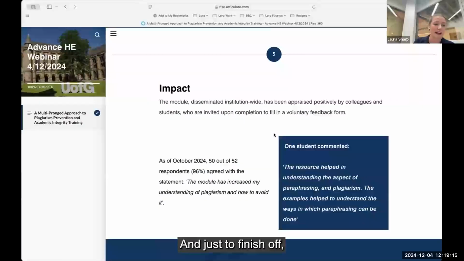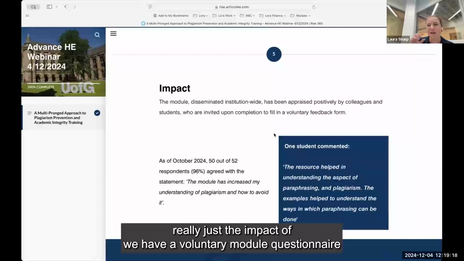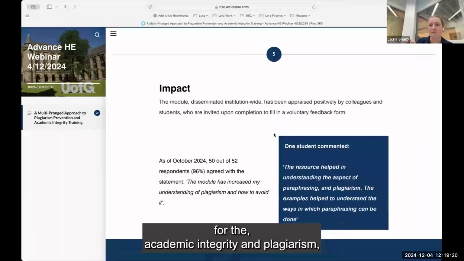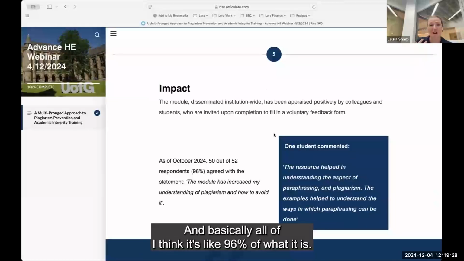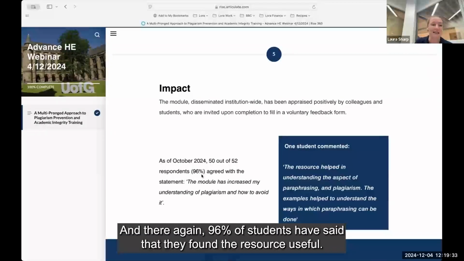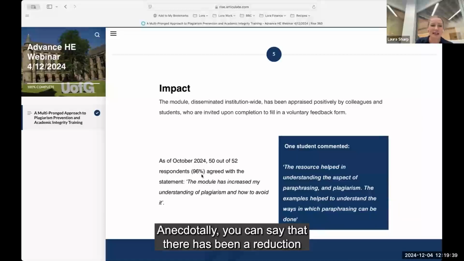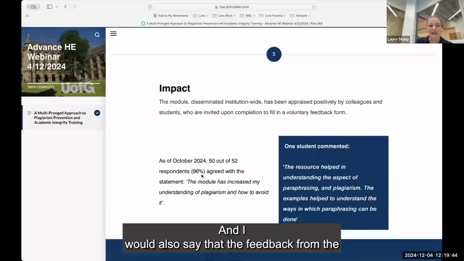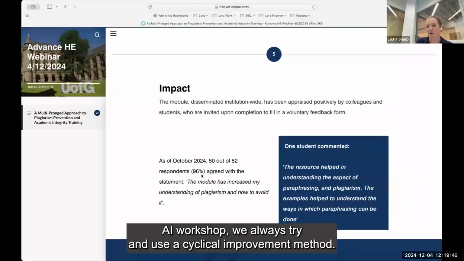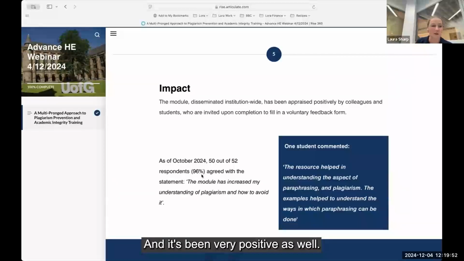Okay. Just to finish off, really just the impact. We have a voluntary module questionnaire for the academic integrity and plagiarism module that's offered across the university, and I think it's like 96%. I've got it written there. Yeah, 96% of students have said that they find the resource useful. Anecdotally, we can say that there has been a reduction in inappropriate paraphrasing within assessment. And I would also say that the feedback from the AI workshop, we always try and use the cyclical improvement method. So we do take the feedback, and it's been very positive as well.